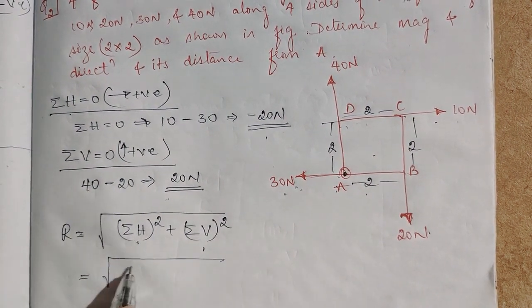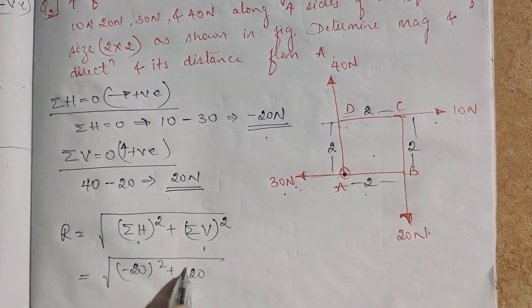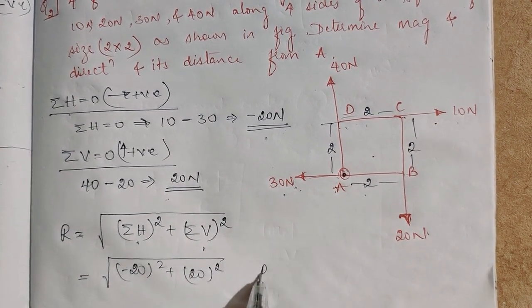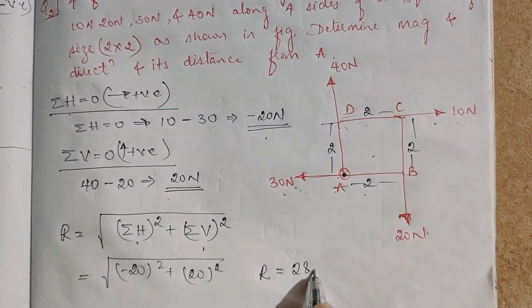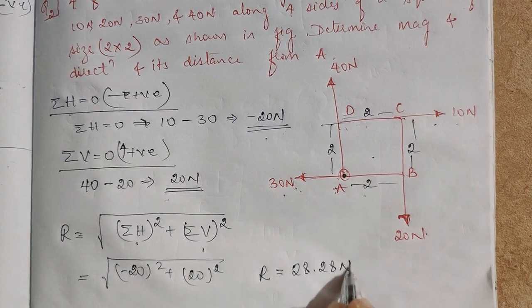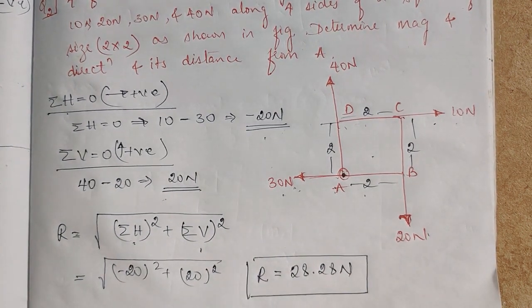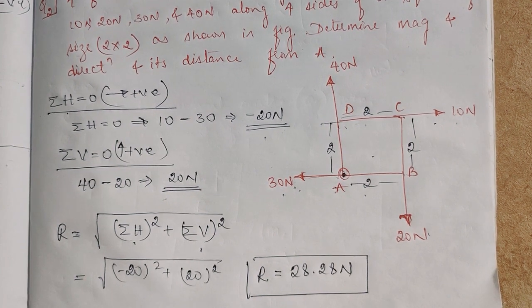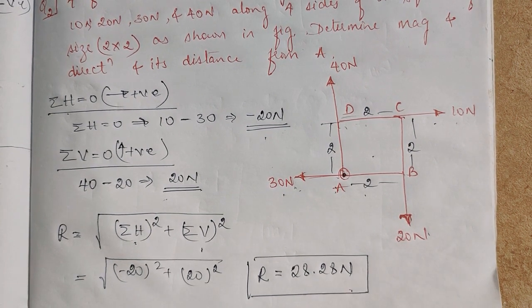So just substitute it. That is minus 20 square plus 20 square. So the resultant value will be 28.28 Newton. When I take 40 square will happen, 20 square plus 20 square, so square root of 800 will be 28.28 Newton. So this is the resultant R.